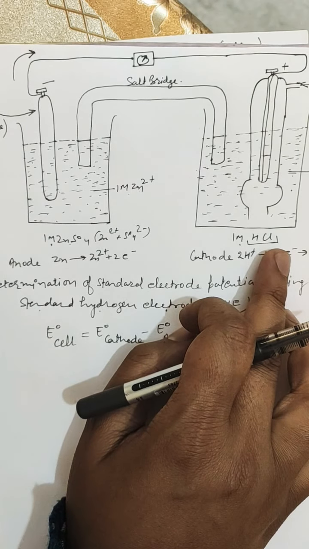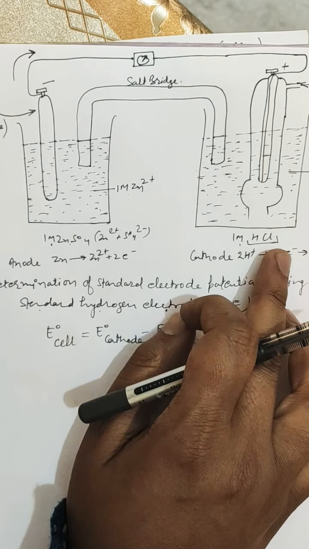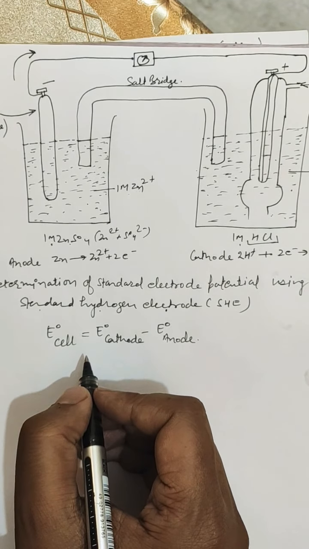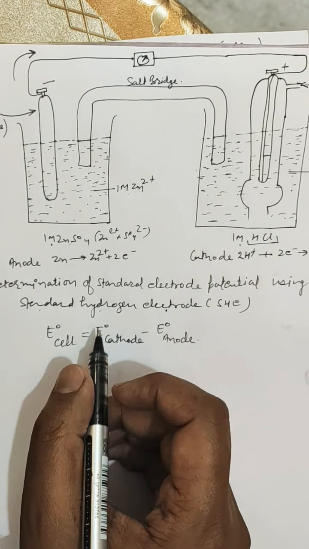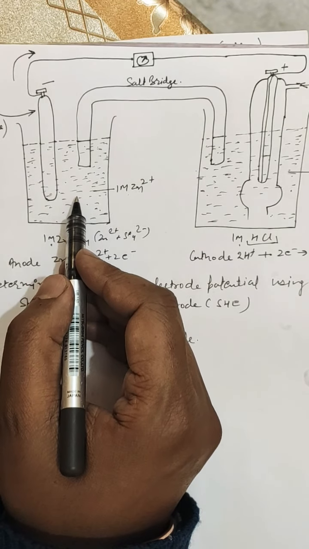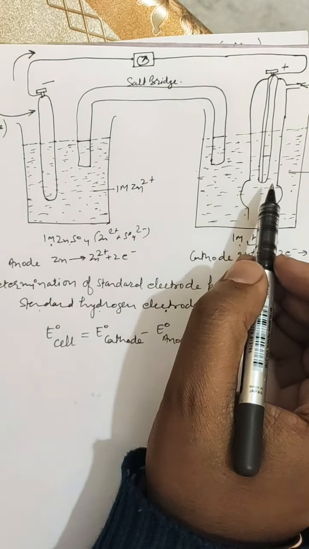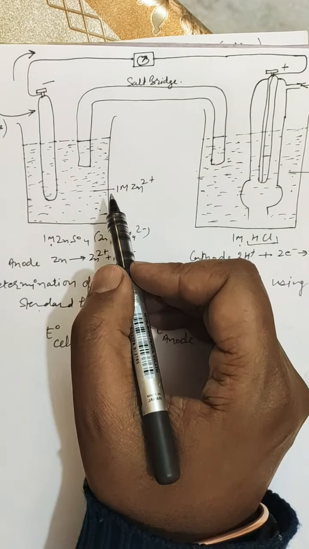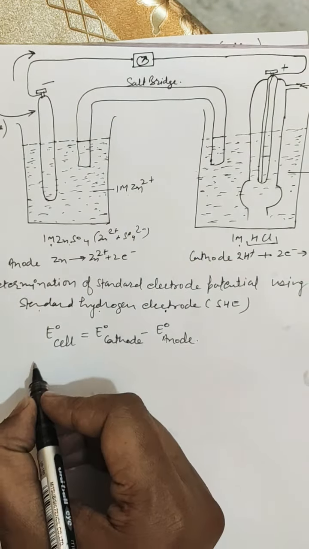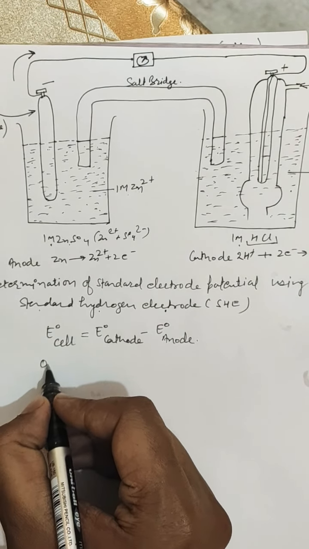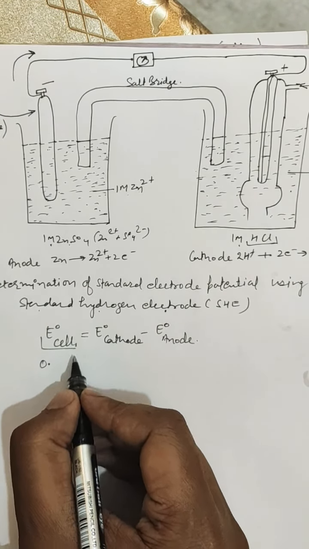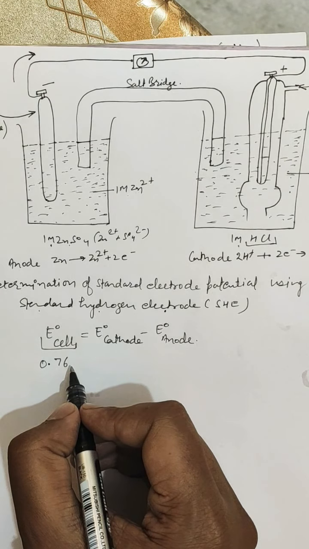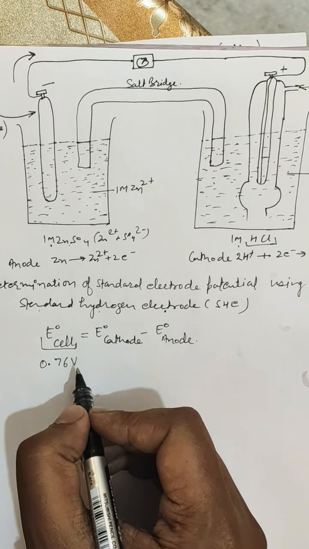So measurement of the electrode potential of zinc electrode is done as follows. In order to find out the standard electrode potential of the zinc electrode, it is dipped in a 1 molar solution of Zn2+ ions and connected to the standard hydrogen electrode. The voltmeter reading shows the potential difference E naught, and with the help of the voltmeter, the value comes to be 0.76 volts. The unit is volts.